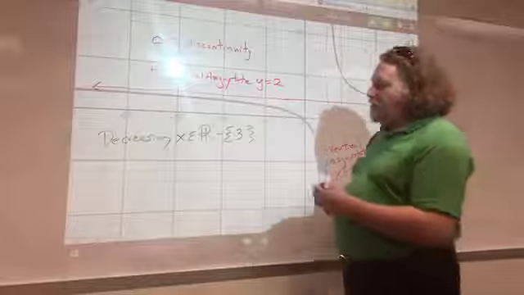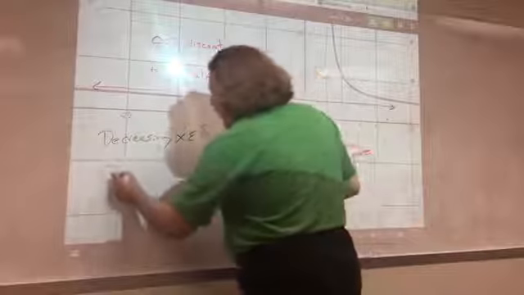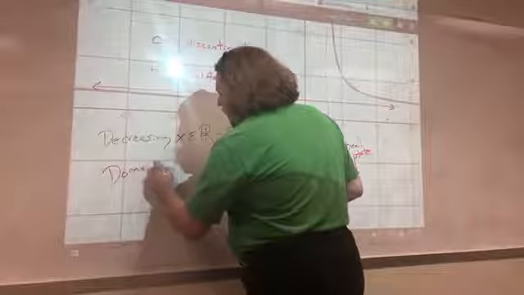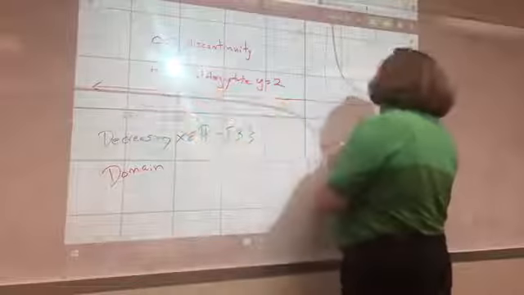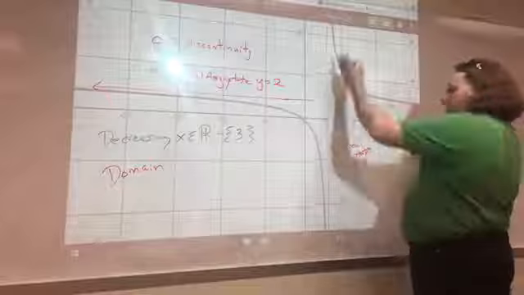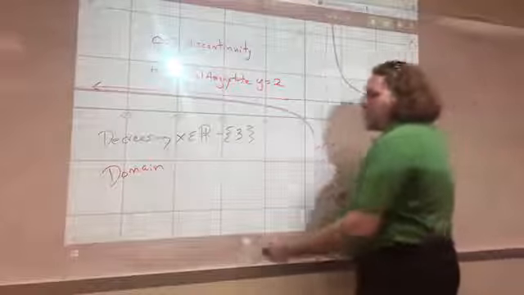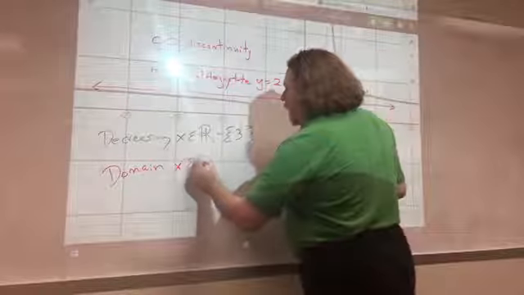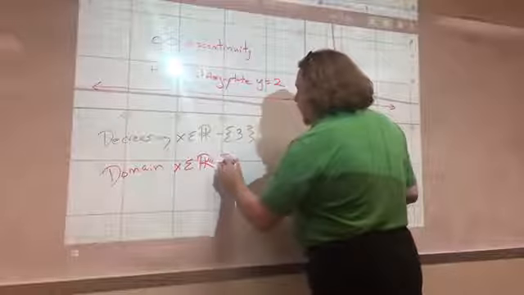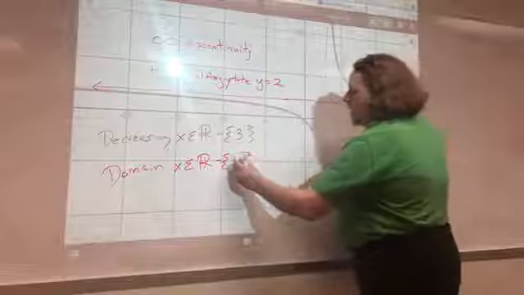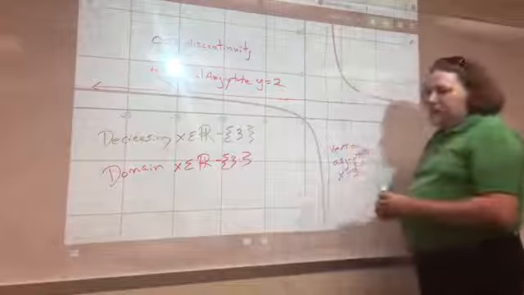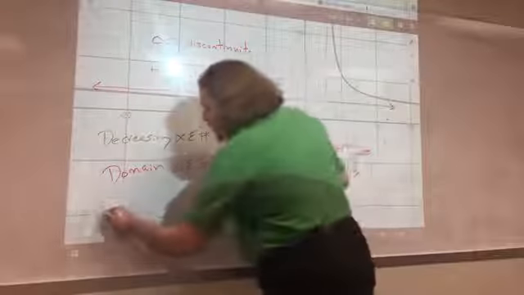What else is there to talk about? Well, there's domain and range. And so what's the domain of this graph? Well, again, all real numbers going to the left, all real numbers going to the right, except right here in the middle we've got a gap. So that is all real numbers except where this gap is, and this gap is at 3, just like the decreasing interval.